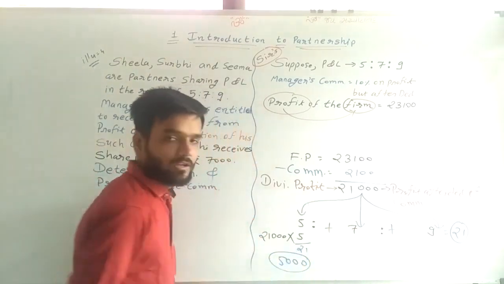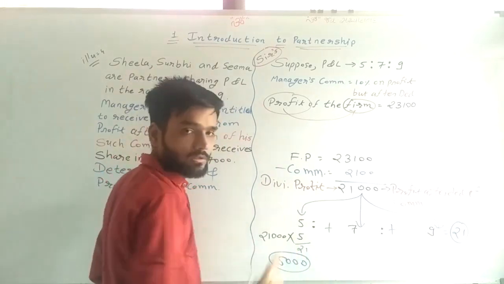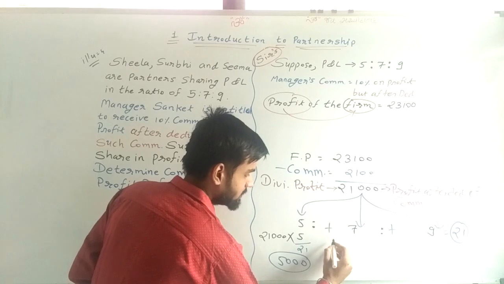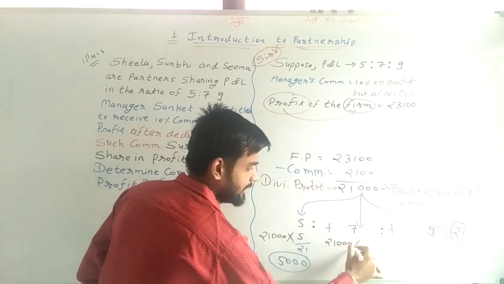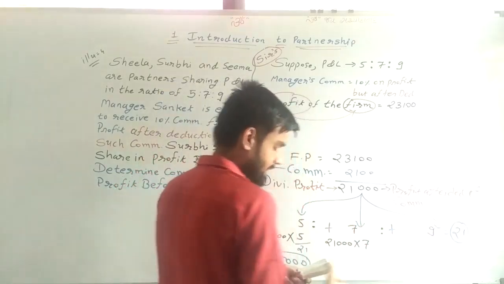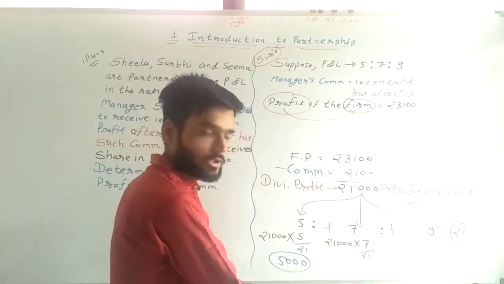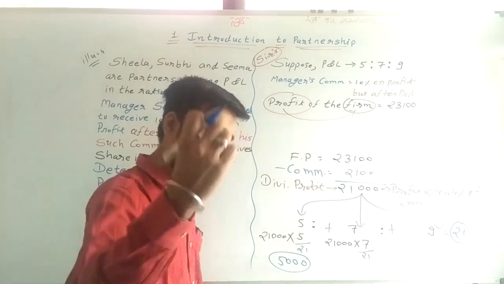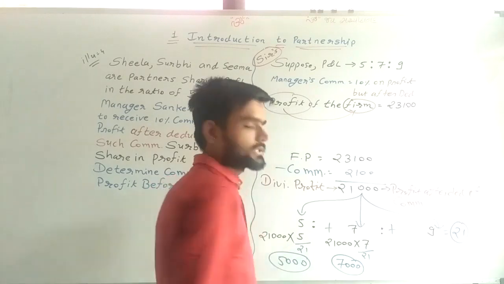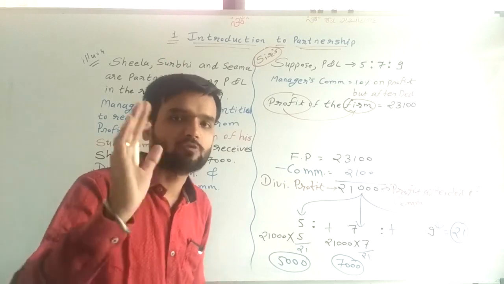Same way for the second partner, we are calculating. 21,000 we are distributing, and from that 7 proportion is for the second partner. So 21,000 into 7, because 7 is the proportion of the second partner, and the total of these 3 is 21. So we are dividing by 21. Now solve this, 21,000 into 7 divided by 21, you can solve in calculator. So the answer is 7,000 rupees. So the second partner's profit portion is 7,000 rupees.